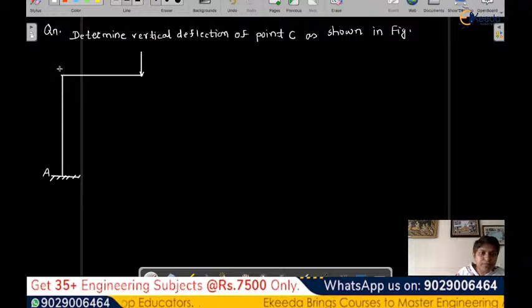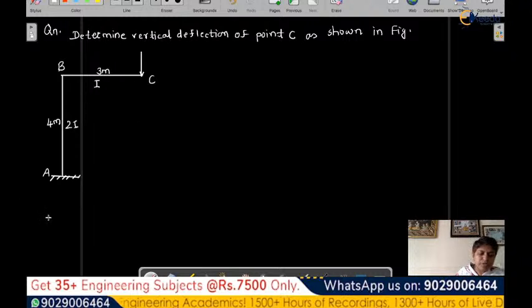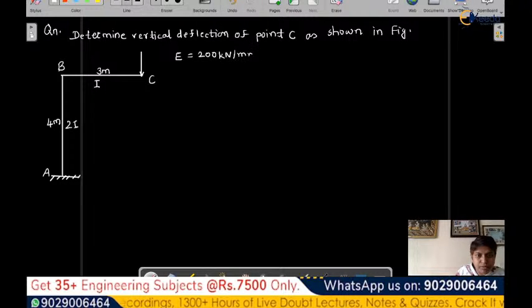This is A, B, C. This is I. This is 2I. AB length is 4 meter and BC is 3 meter. Okay, so this is the data given. Yes, E value is also given. That is 200 kilonewton per millimeter square. And I value is already given as 30 into 10 to the power 6 millimeter to the power 4.